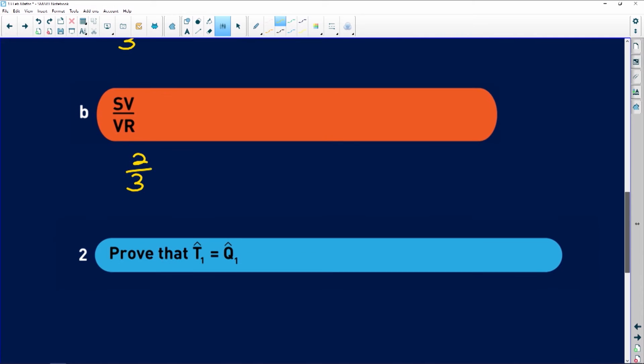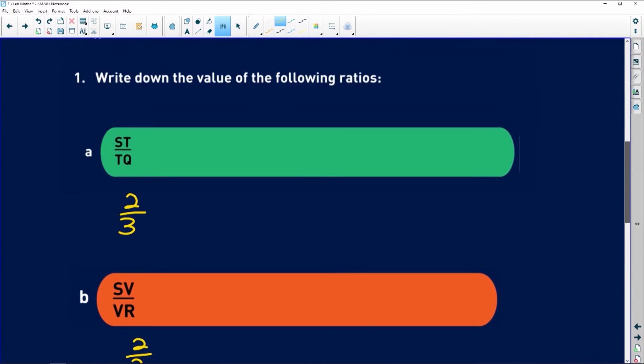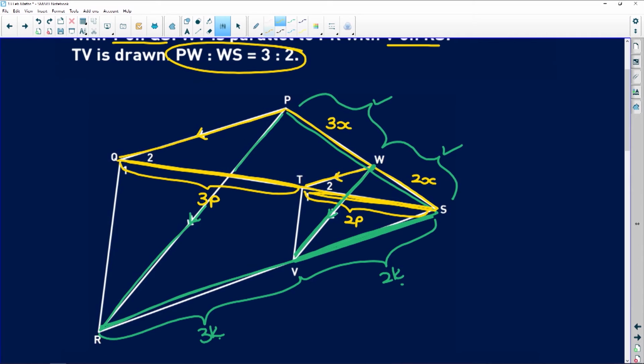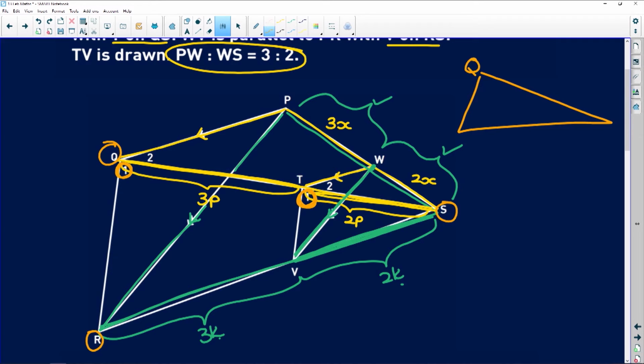Then it says, question 2, prove that T1 is equal to Q1. So let's take a look. Where is T1? Okay, T1 is over here and Q1 is over there. Okay, so now if we look, I'm going to redraw that triangle QSR. Okay, that's this triangle coming from Q, going to S, and then ending up at R. Q, S, R. We have established that they drew this line. They drew the line TV. Okay, so we've got TV over here. And we're trying to find T1 that sits over there and Q1 that sits over there.